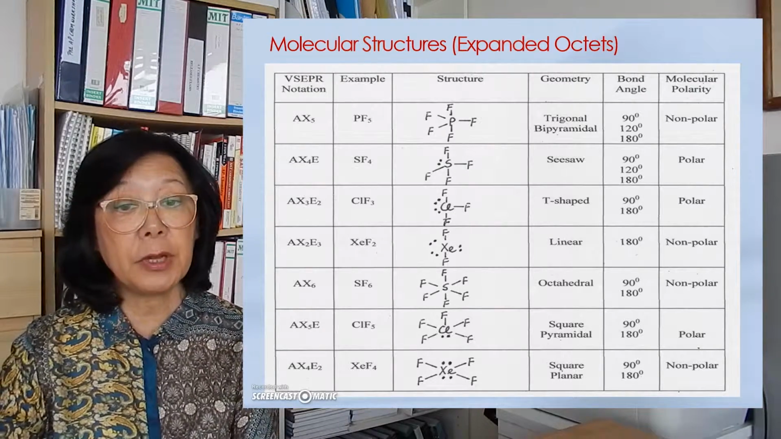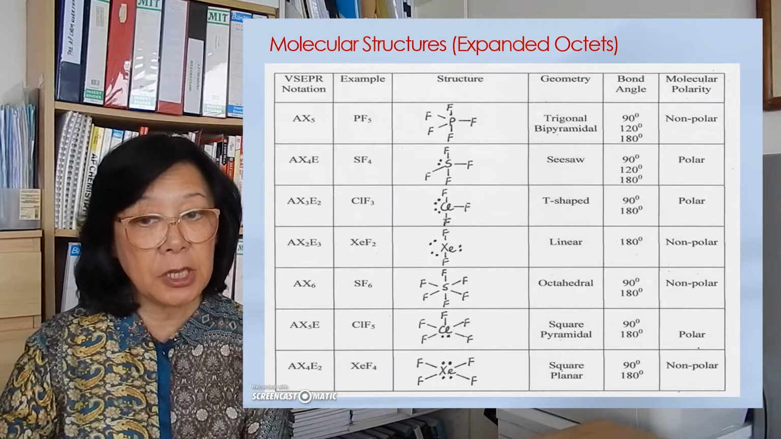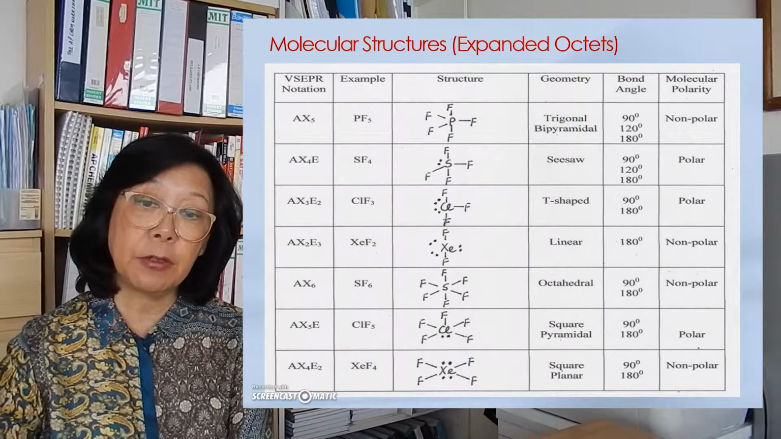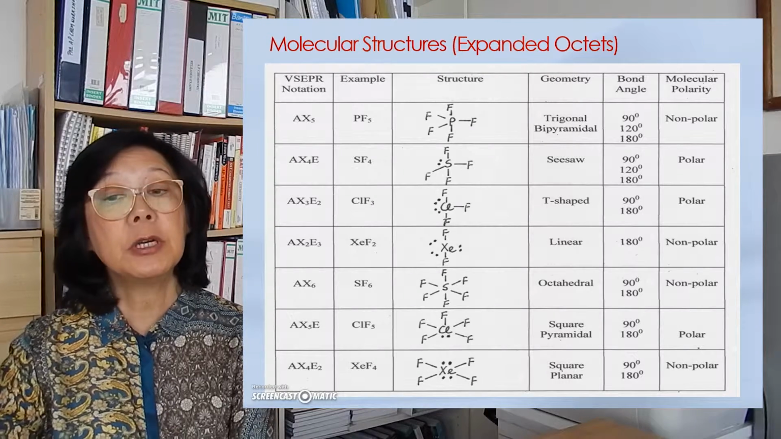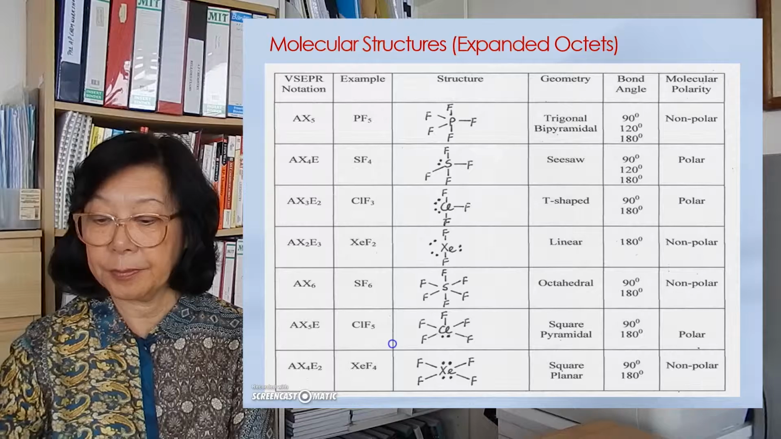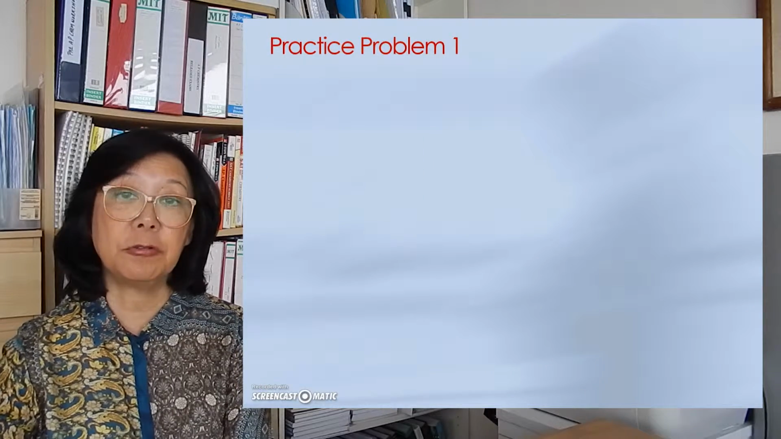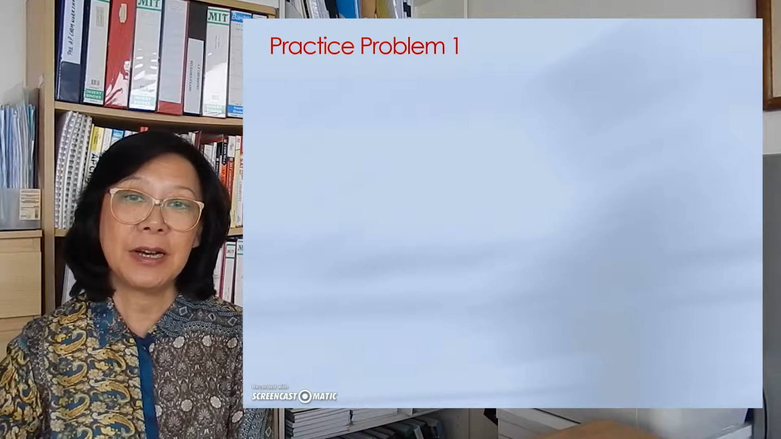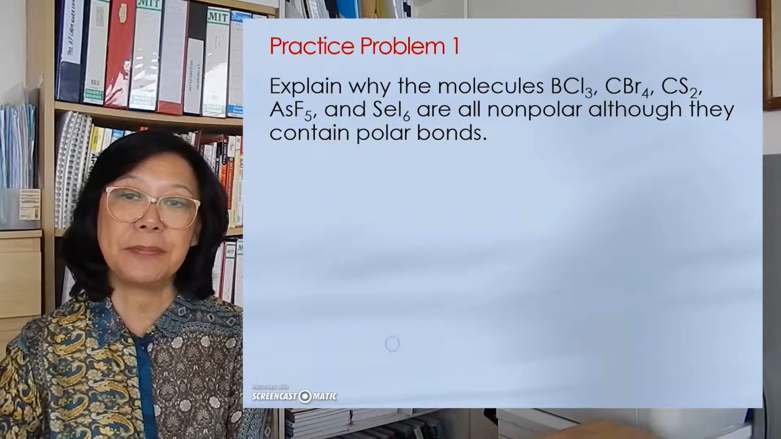And then finally we have AX4E2, 2 lone pairs of electrons on xenon, 4 bonding pairs to the fluorine, resulting in a square planar shape, nonpolar. And you will need to do a lot of practice in order to become comfortable with writing them.